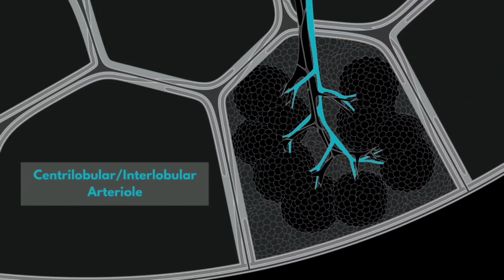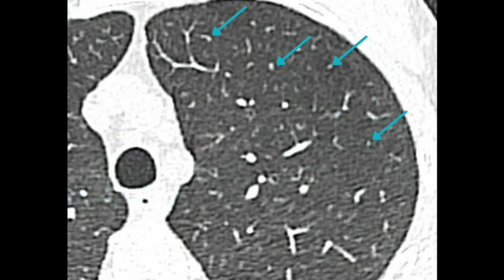Secondary lobules are supplied by a centrally positioned arteriole called the centralobular or interlobular arteriole, seen here in blue, because, as you may recall, it carries deoxygenated blood from the right side of the heart into the lung for gas exchange. The arteriole branches within the secondary lobule into intralobular arterioles, then acinar arterioles, eventually ending in gas exchange units. In contrast with the centralobular bronchioles, centralobular arterioles are usually visible in high-resolution CT scans in healthy individuals.